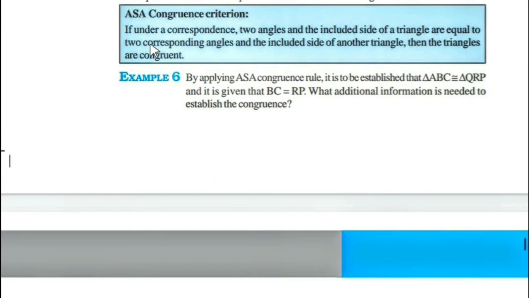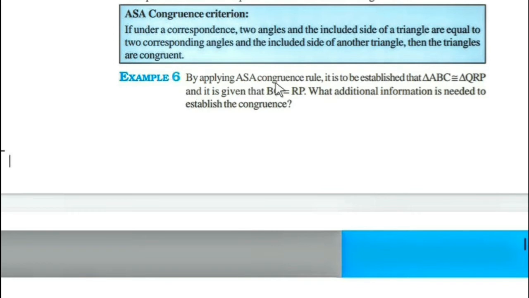Now let us understand the ASA congruence criterion. If under a correspondence, two angles and the included side of a triangle are equal to two corresponding angles and the included side of another triangle, then the triangles are congruent. So let us see an example.